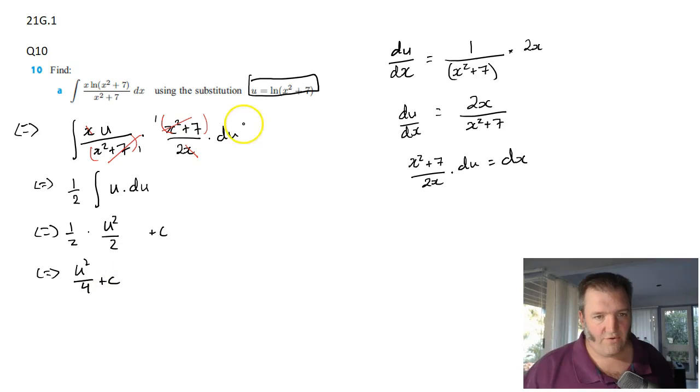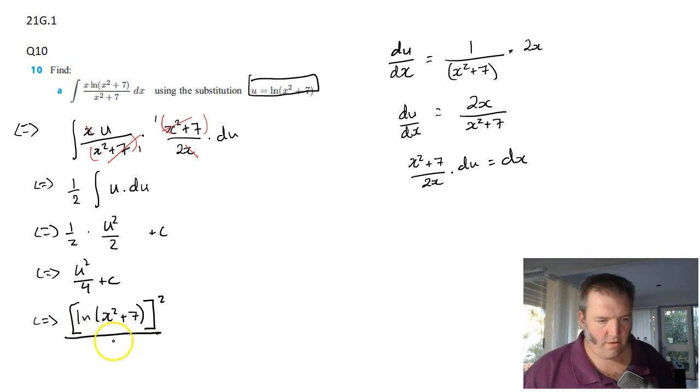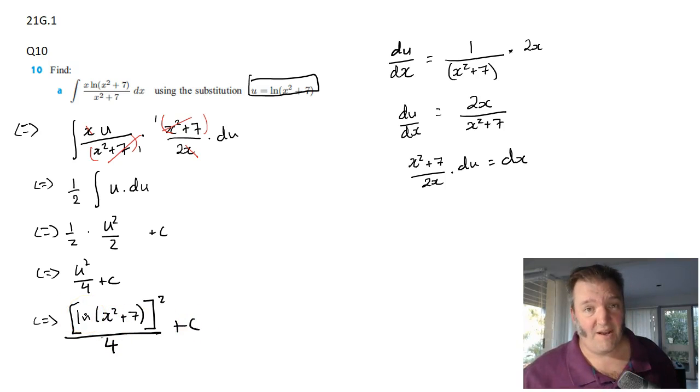And of course we go back and replace u with what we know it is. So this is the natural log of x squared plus 7, all squared, divided by 4 plus c. Now whether you want to write divided by 4 or put a quarter out the front of the brackets doesn't matter. That's all you have to do.